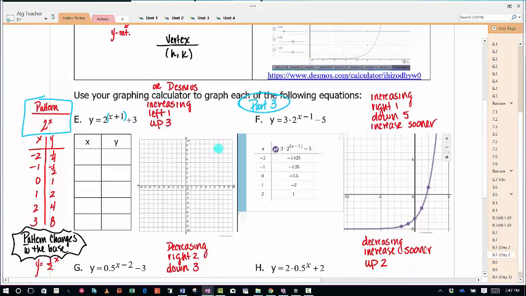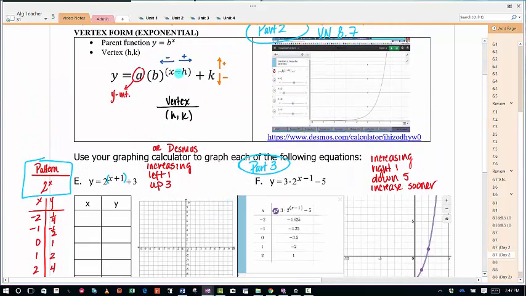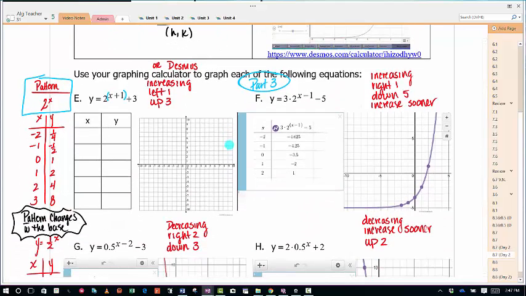So it moves, and I'll just scroll down here for a second. It's supposed to be negative, so if it's positive, it's actually moving to the left, and if it's negative, it's moving to the right. Remember, it looks opposite in there. So this is telling us that we're moving left 1. And then the value on the outside of the x that's being added to the whole function is the value of k, which is telling us to move up 3.